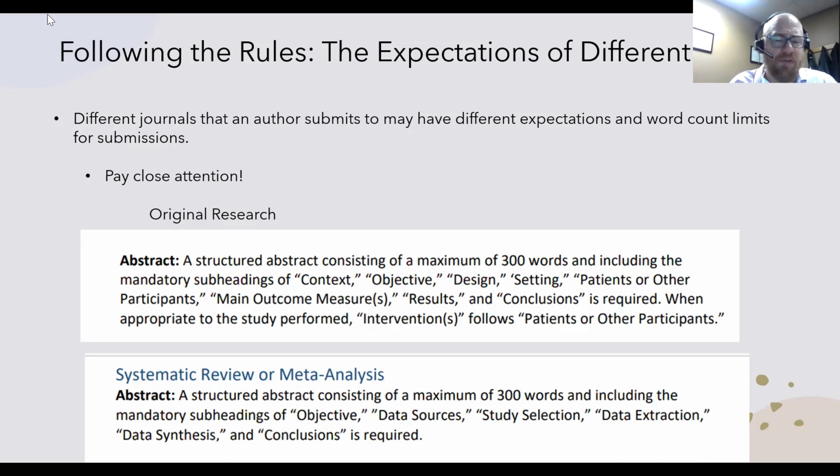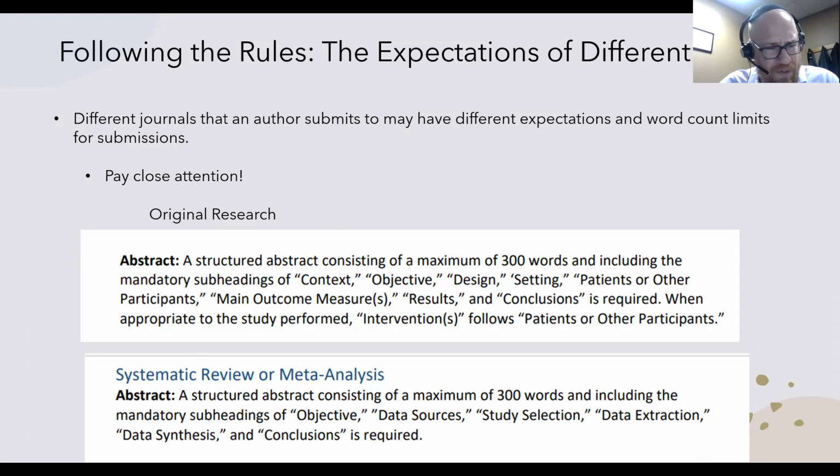So both of these examples are from the author's guide for the Journal of Athletic Training, right? And obviously the first one up here is the original research. They're going to give us a maximum limit of 300 words within the abstract, okay? And they want us to talk about within the abstract the different subheadings of context, objective, design, setting. They want us to talk about the participants, okay, the main outcome measures, and then the results and conclusions.